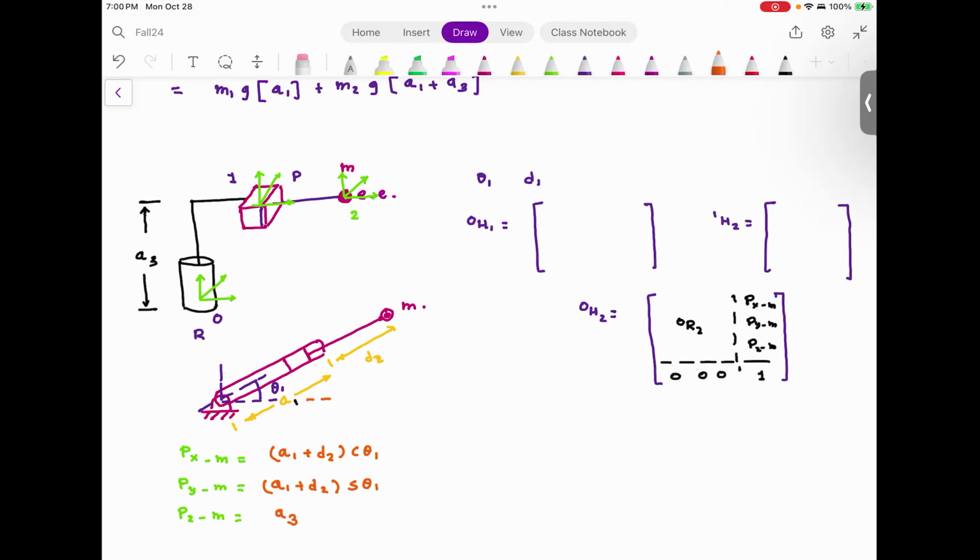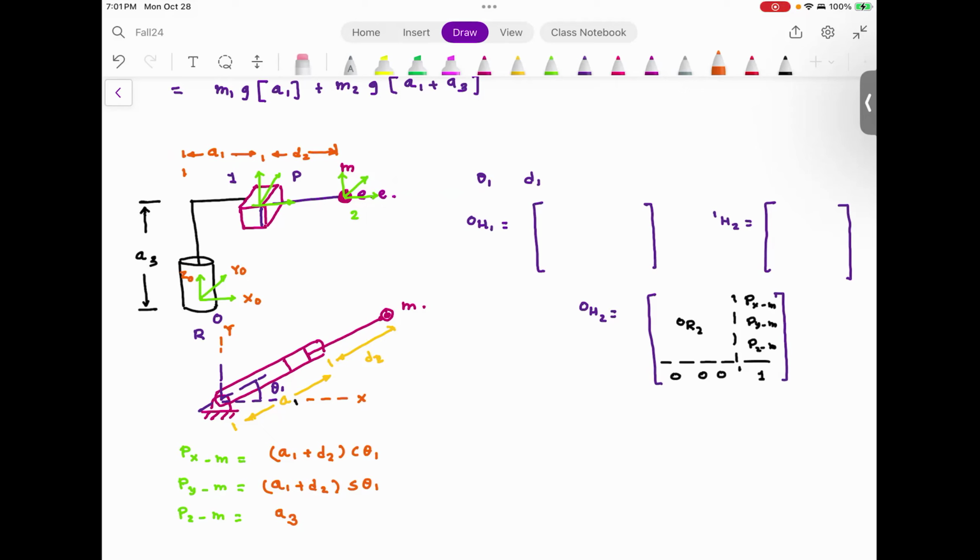So this is my X. This is my Y. X naught, Y naught, Z naught. Look from top. This distance is A1, and I'm calling this distance D2. Are you with me so far? So you would get Pxm, Pym, Pzm.